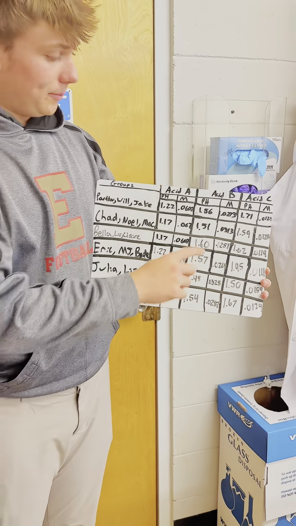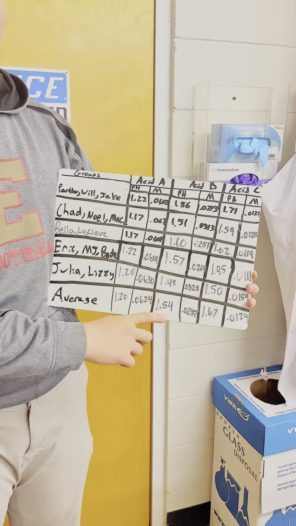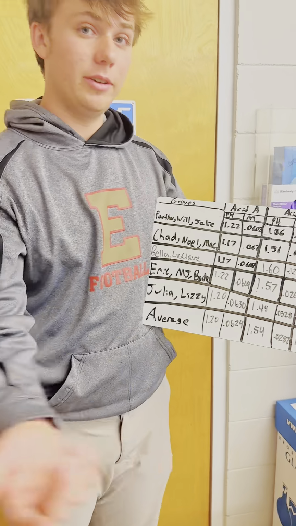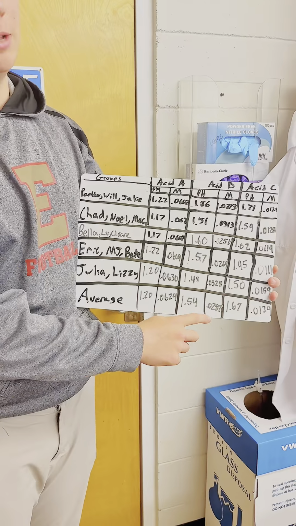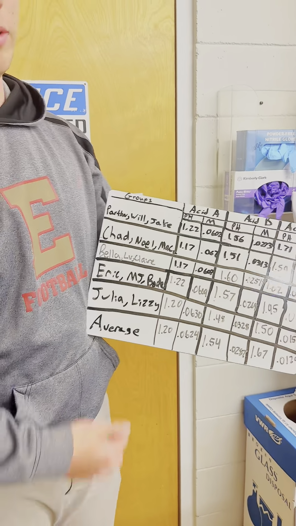Moving on to acid B, our pH of 1.56 is very similar to the average of 1.54, meaning we did a good job with cleaning up our chemical spill. The molarity is 0.0273, very, very similar to 0.287. So far we did a great job.